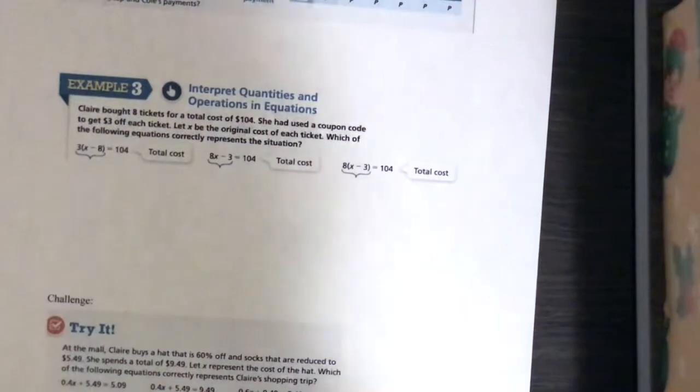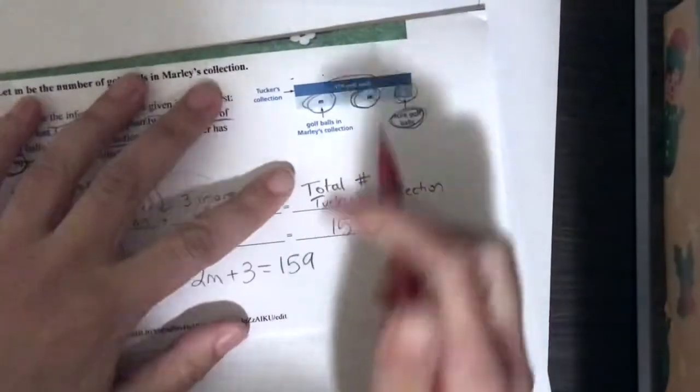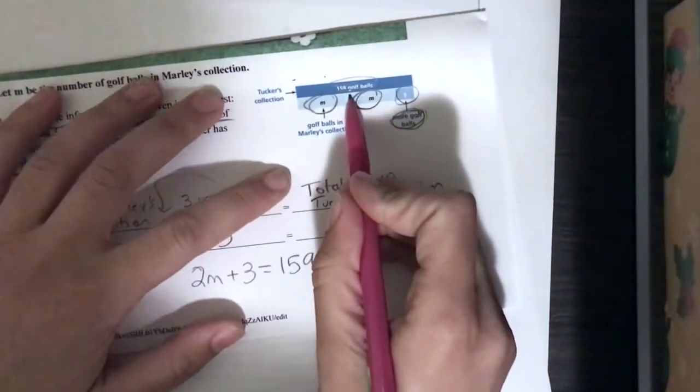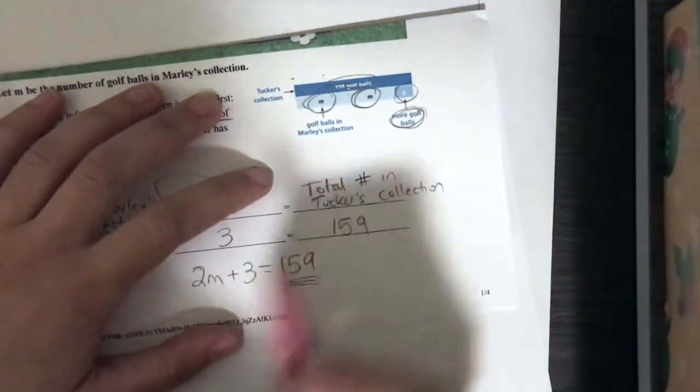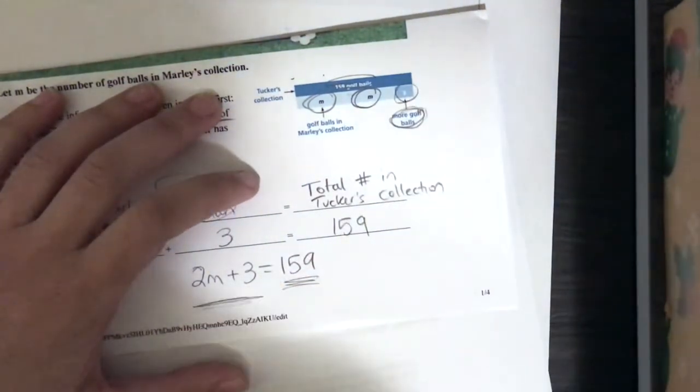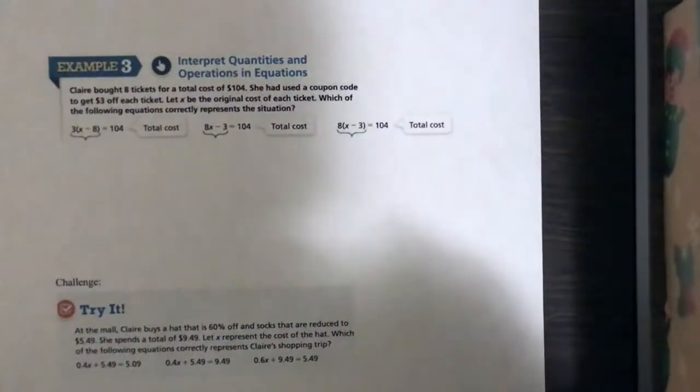What I would recommend is go back to the example that we just did. Right, we had 159 golf balls. That's what our equation was equal to. And then this bottom is going to be what's on the other side, where we had 2 M's plus a 3. Right, so that's a very similar situation to what we have here. Alright, give that a try.